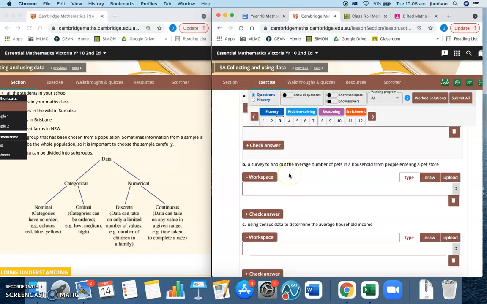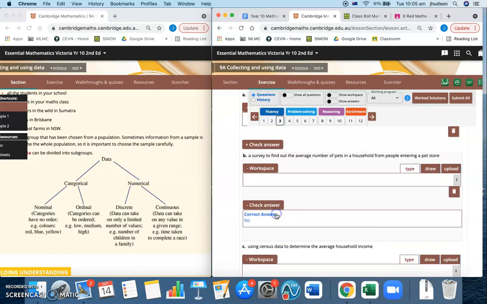Let's have a look at the next one. And this is probably a better example. A survey to find out the number of pets in a household from people entering a pet store. Now, if people don't have pets, they're probably not coming into a pet store, are they? So you're not really giving the people who don't have pets a chance to answer this question. So I'd say this survey isn't really representative of the entire population. It's only of the people who actually have pets. So again, there's another no.